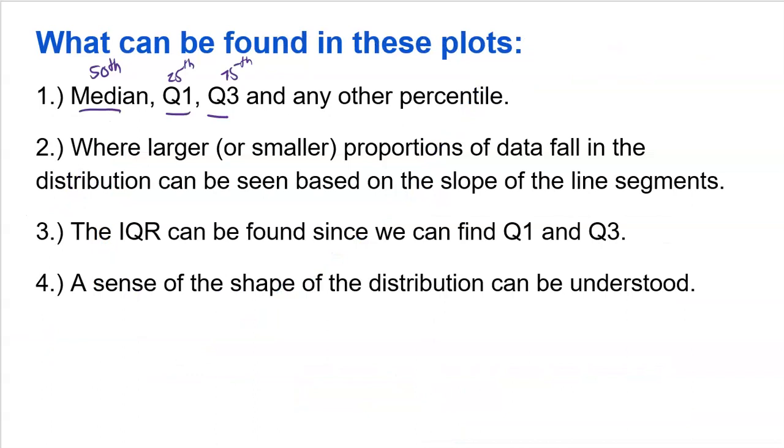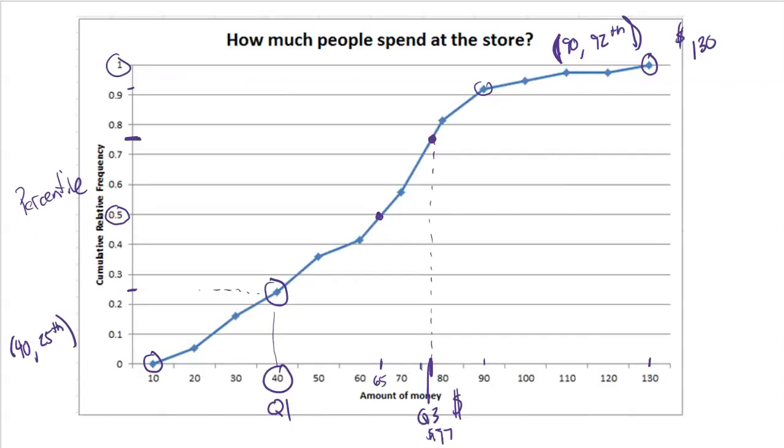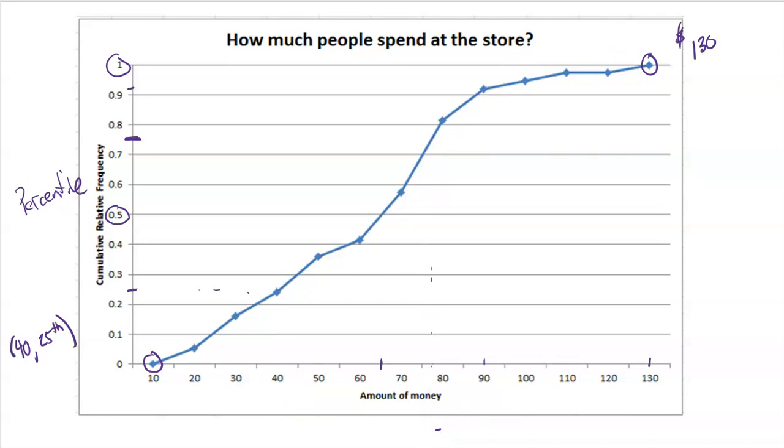We also could see where larger or smaller proportions of data fall in the distribution based on the slope of the line segments. Where you see a longer line segment or a steeper line segment, that means more data was in that range. So just to be able to see all this a little nicer, I'm going to go ahead and erase a lot of the stuff that we've drawn here to clean it up a little bit. Okay, there we go. That's good enough.